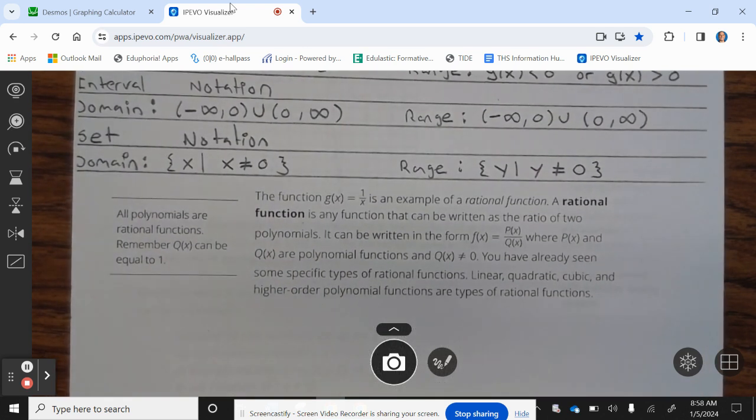The function g of x equals 1 divided by x is an example of a rational function. A rational function is any function that can be written as a ratio of two polynomials. It can be written in the form f of x equals p of x divided by q of x, where p of x and q of x are polynomial functions, and q of x does not equal 0. You have already seen some specific types of rational functions. Linear, quadratic, cubic, and higher order polynomial functions are types of rational functions. All right, let's take a look at the next page.